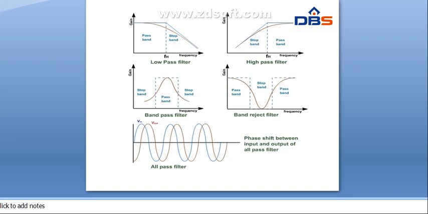See the characteristics of the all pass filter. So these are the characteristics of the all pass filter. It passes all the frequencies, but it has a phase shift between input and output.